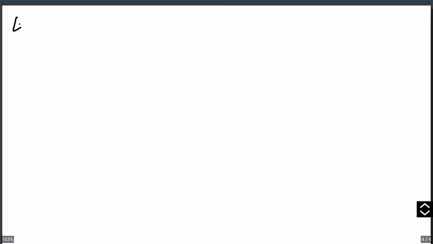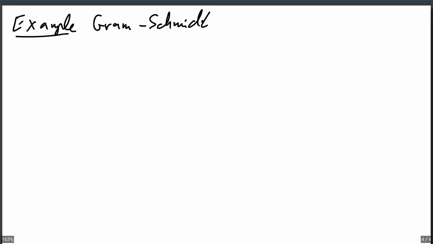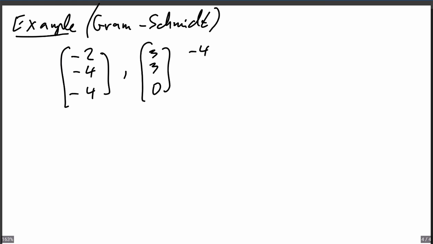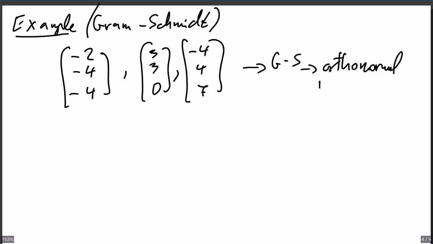Let's see an example for the Gram-Schmidt process. If we have a set of vectors (-2, -4, -4), (3, 3, 0), (-4, 4, 7). That would be an extra exercise, to see that this is linearly independent. But right now, and it will come out anyway from the Gram-Schmidt process, using the Gram-Schmidt process we will get the orthonormal basis in R3.